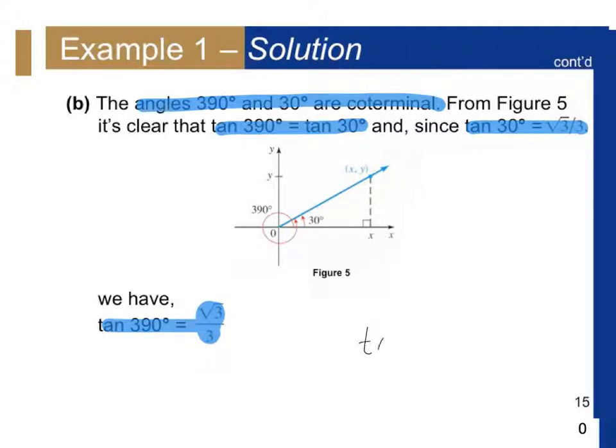Remember that tangent of 30 is 1 over square root of 3, but we have to rationalize the denominator to get that square root of 3 out of the denominator. So that's how we get that square root of 3 over 3, and that's how we get our tangent of 390, the same as that.